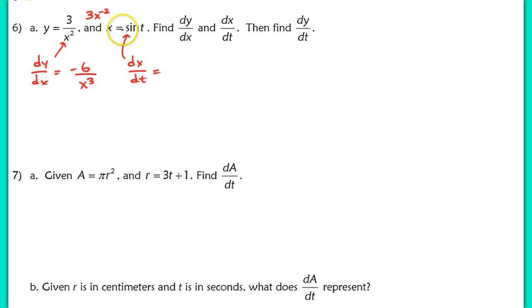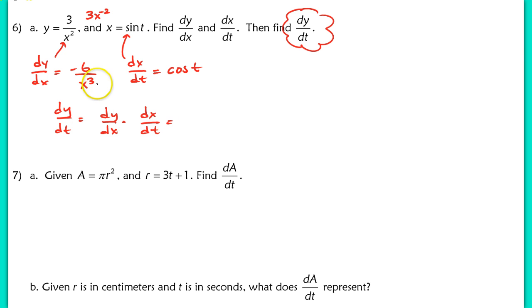Sorry, we're not really practicing more of the trig functions here because we're doing sine one more time. But that derivative is just going to be the cosine of t. Now when we want to find dy/dt, we can take dy/dx and multiply that by dx/dt.